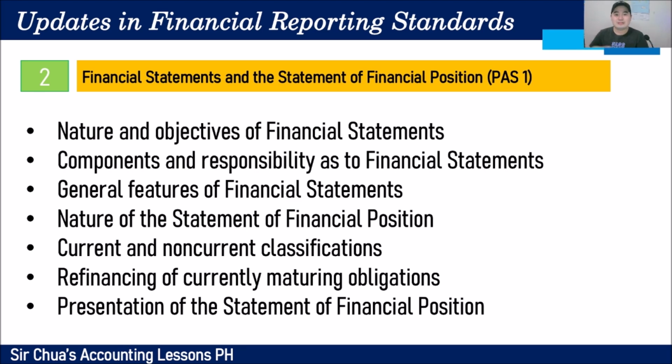After we have discussed financial statements in general, then that's the time that we go to the balance sheet or the statement of financial position. So that's where we start in the FSS. Okay, so the nature of the statement of financial position, current and non-current classifications, and then refinancing of currently maturing obligations. That's on liabilities, actually, if the entity has the option to refinance their obligation. So we will be talking about that as well.